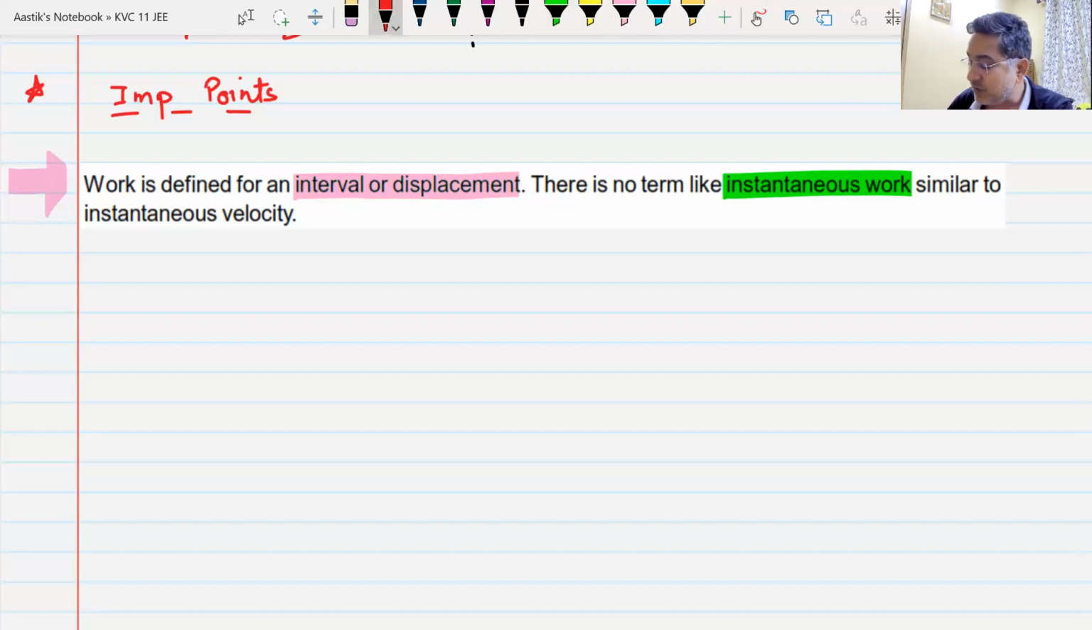That is why I always write work as delta W. The delta tells me that there has to be a difference, there has to be a displacement. So work is always defined for an interval of time, and there is nothing known as instantaneous work. Do we understand this?